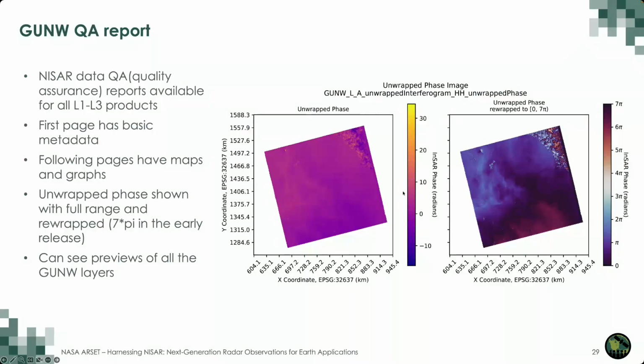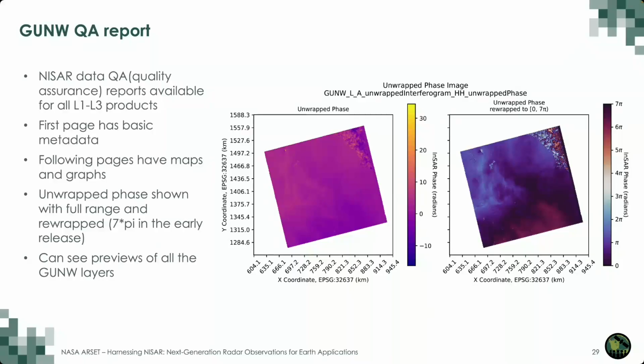And then the other pages have these types of maps or graphs of histograms. On the left here is the full unwrapped phase. You can see it goes from -10 to +30 radians. That's much more than the minus pi to pi. On the right here, what they've done is taken that unwrapped phase and rewrapped it to the range between 0 and 7 pi. This is what the data in the February release is showing. The new data that's going to be processed and available in July will have the rewrapping at 0 to 2 pi, which is a little bit different. And there's similar pages for all the other layers.